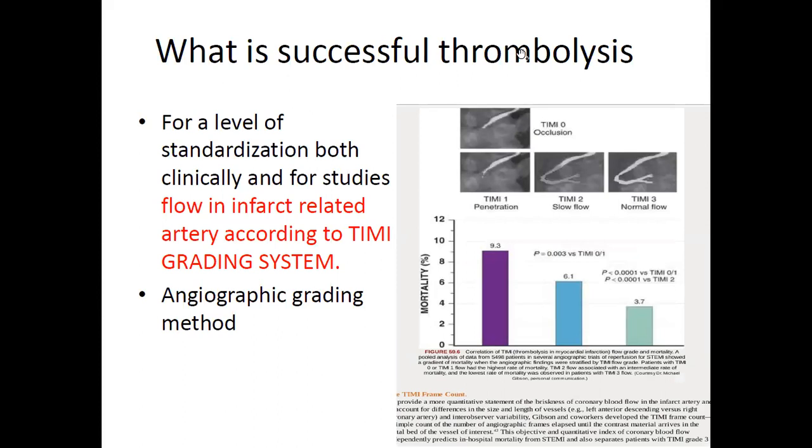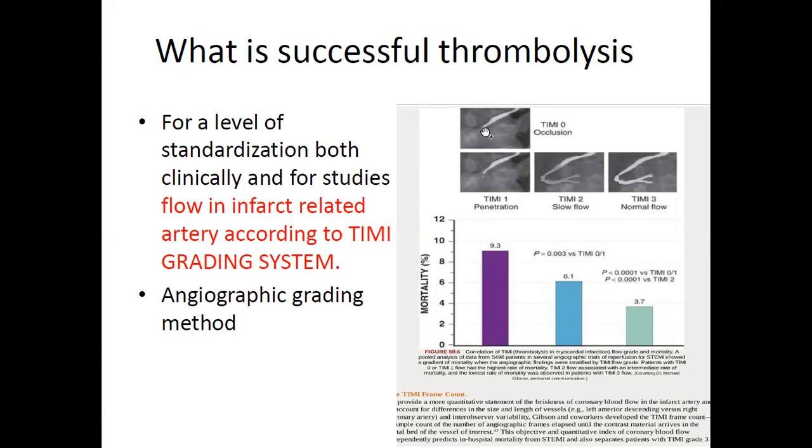The last thing for successful thrombolysis, and the most accurate one, is angiography. If you see TIMI 2 or TIMI 3 flow, TIMI 0 means there is complete occlusion, that is, no flow distally. TIMI 1 is small, with faint filling distal to the occlusion. TIMI 2 means there is very slow flow; the flow reaches completely to the distal part, but it is slow. And TIMI 3 is normal flow.